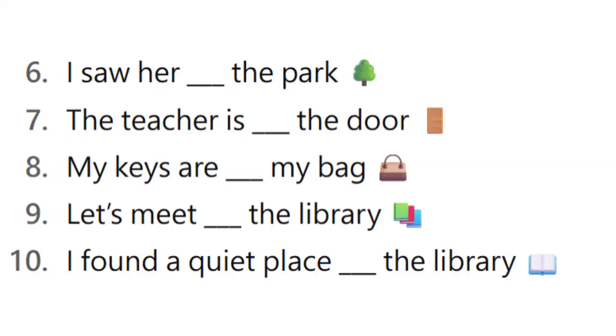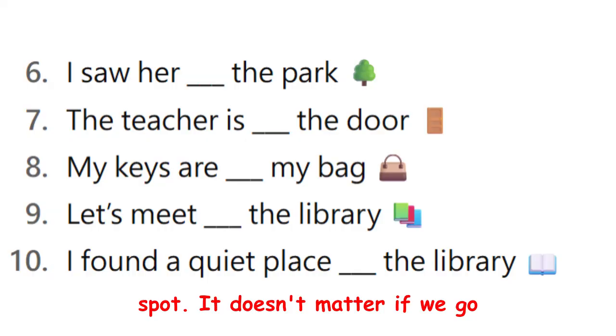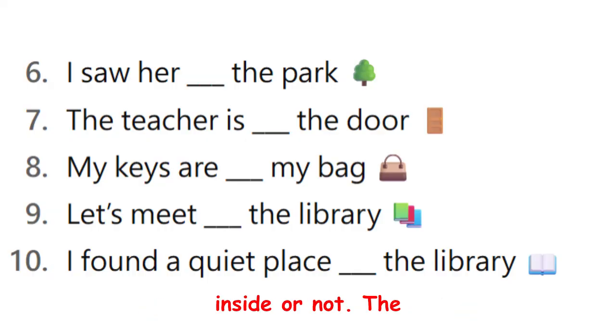Number nine, let's meet blank the library. Here we use "at." We are choosing the library as a fixed meeting spot. It doesn't matter if we go inside or not. The library is our meeting point.